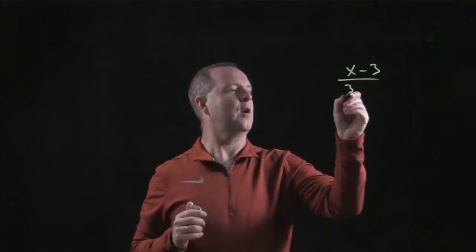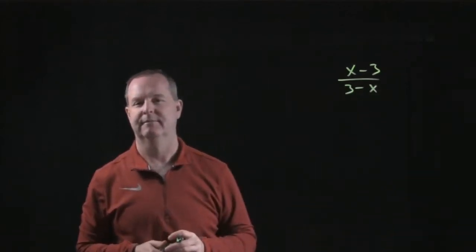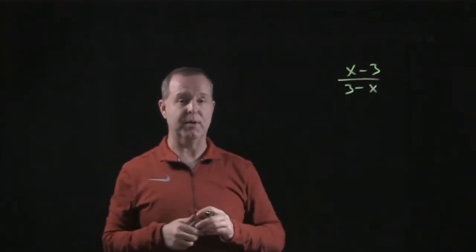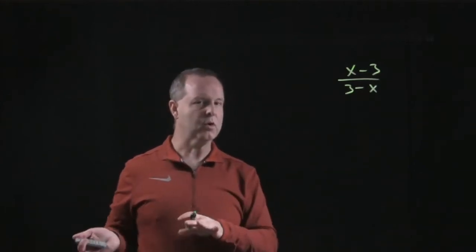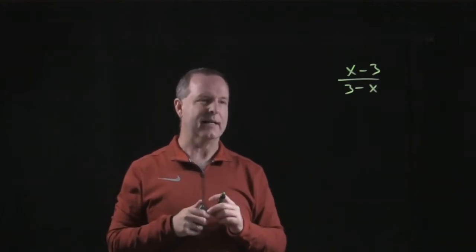Now this one's going to seem kind of freaky to you guys. If we see something like this, imagine we have (x - 3) over (3 - x). And we're asked, there's a rational expression, let's simplify it. Well, if we remember some of the rules we have so far, we're kind of stuck.